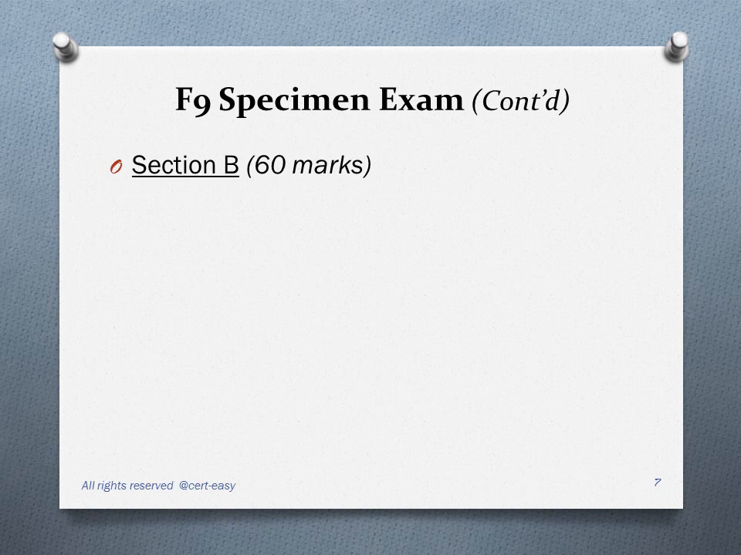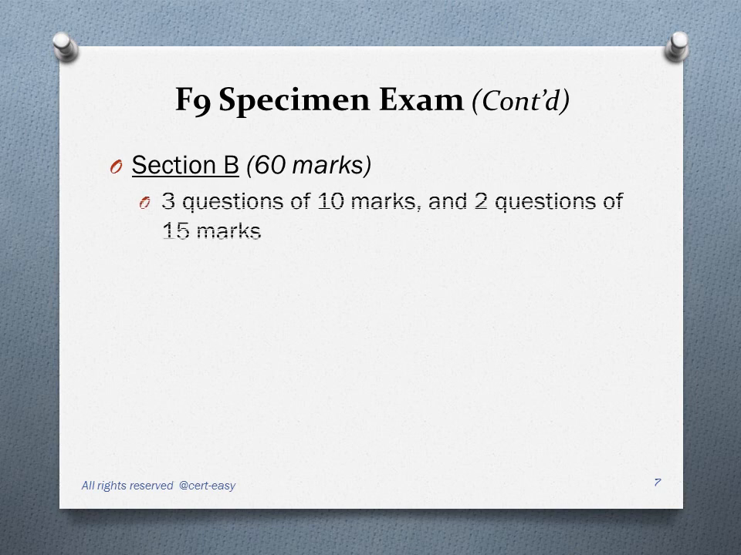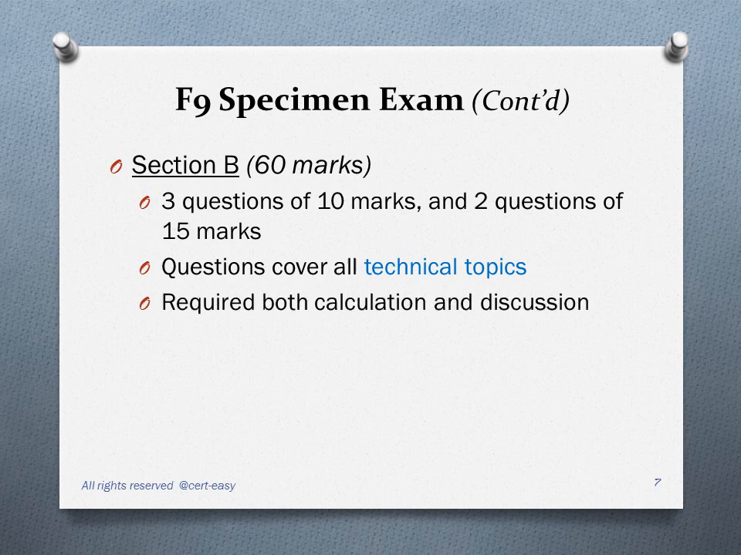Section B offers you 60 marks. There are 3 questions of 10 marks and 2 longer questions of 15 marks. In the specimen paper, the questions on Section B cover all technical topics. Every question requires both calculation and discussion.